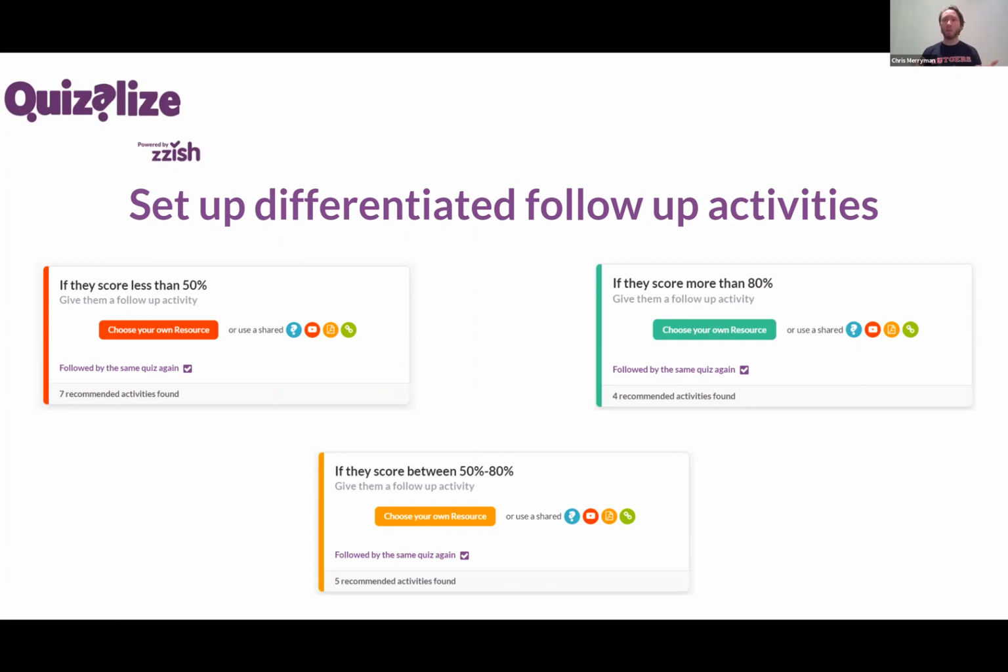So what can you follow up with? You can follow up with a PDF, so it could be a worksheet. If they get less than 50%, I might give a worksheet that literally just lists all the vocabulary and says, you need to write down the definitions of these vocabulary terms, or give them a link to a Quizlet set that is that vocabulary.